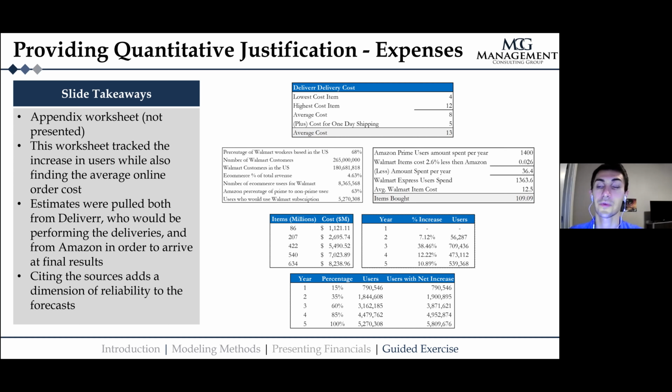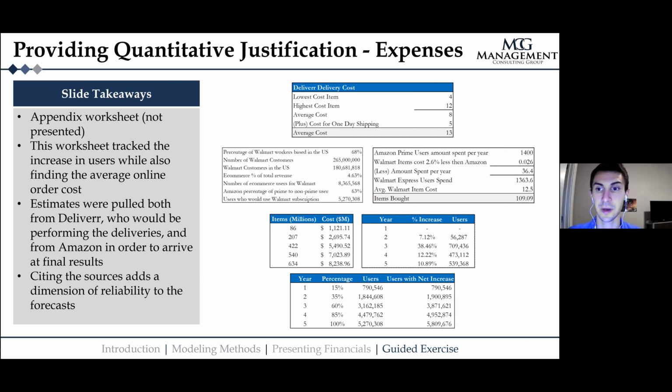Then to find the number of people who would be ordering online, we looked at e-commerce as a percent of total revenue and estimated that percentage of users use e-commerce mostly. So it was around 8 million. Then we went to Amazon. Amazon has 63% of their users as Prime users, so we estimated that would be around the same for Walmart. And there we go, we got the users who would use the Walmart subscription, around 5 million. That was a key number that we needed, and we had to use a lot of different metrics to get to it. We used the percentage of Walmart workers, we used stuff from Amazon. It was a lot of estimation, but it still comes out to a number that would make sense when you're talking to the judges.